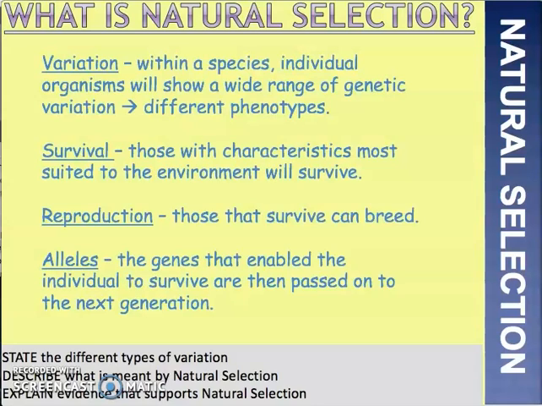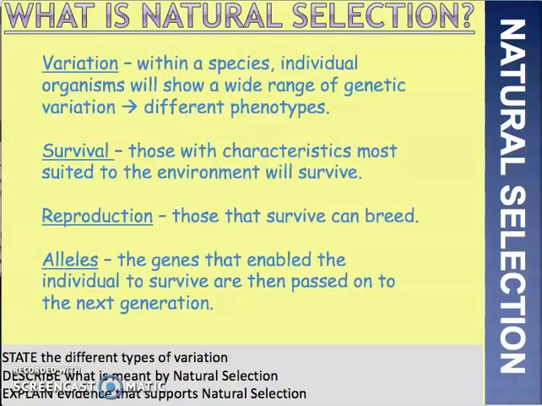Okay, so I'll say that again. Natural selection is a process where organisms that are better adapted to an environment will survive and reproduce. And what that means is, if they survive and they reproduce, they will pass on those beneficial genes, those beneficial alleles.